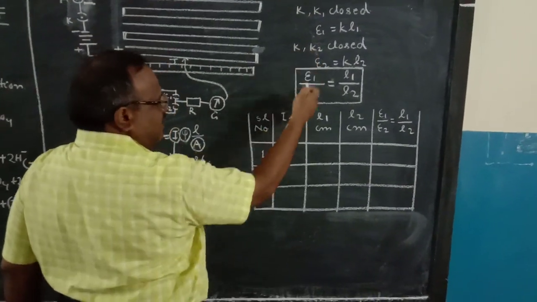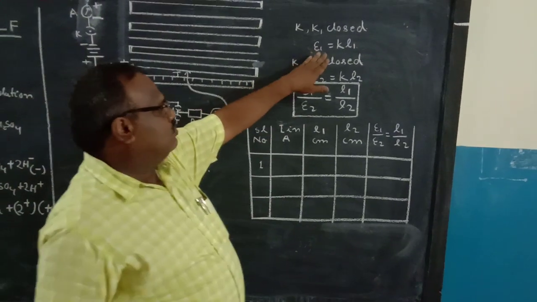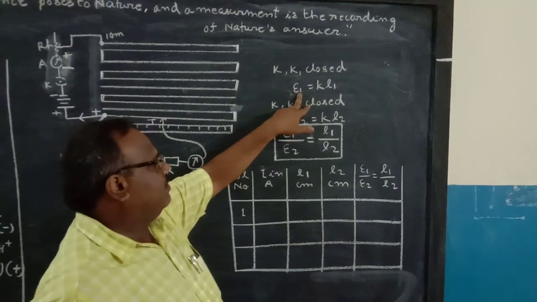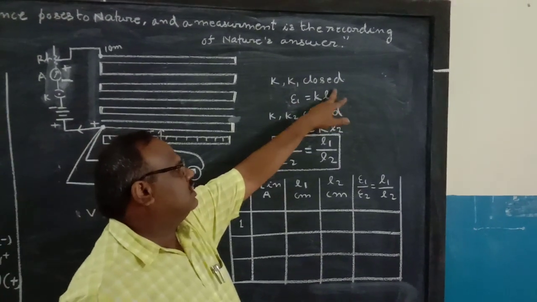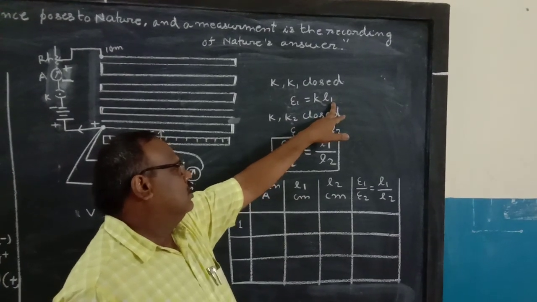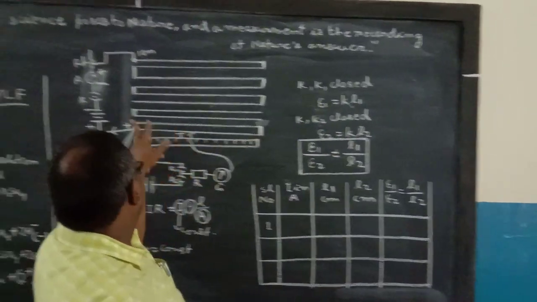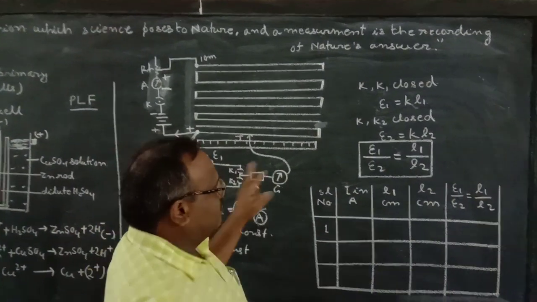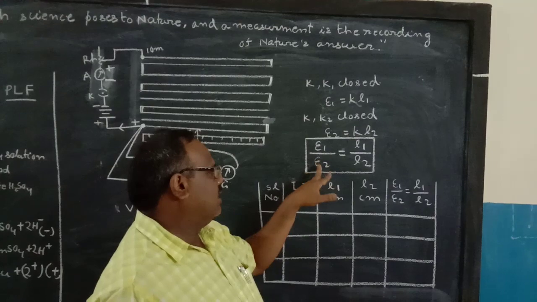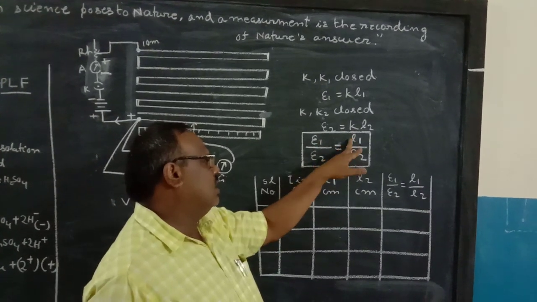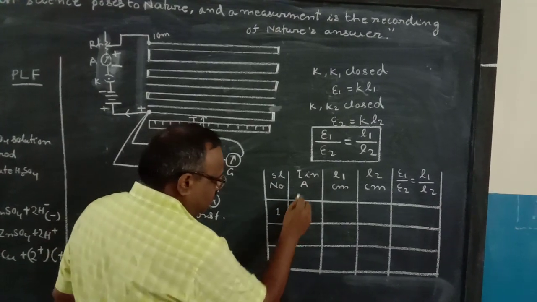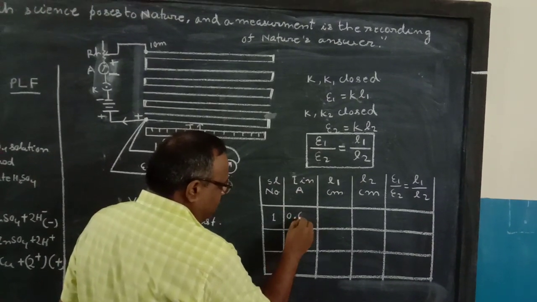So if you compare these things, if K1 is closed, then the effective EMF, that is, if the balancing length is L1, then E1 is some constant K into L1. If K2 is closed, then the effective balancing length is L2, so E2 is K L2. So E1 upon E2 equals L1 upon L2. So let us take the current in ampere, that is 0.05.